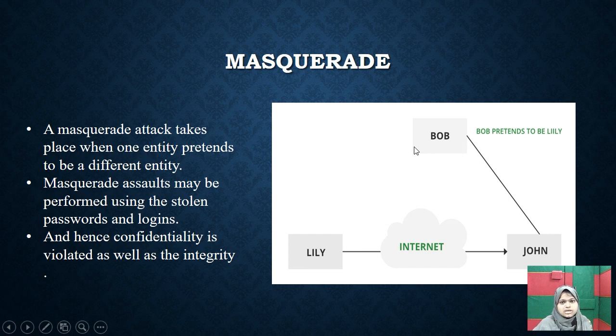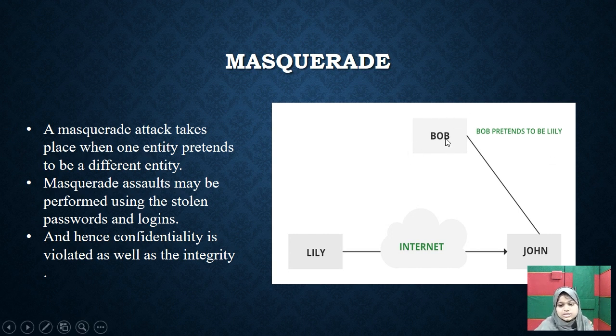And why is Bob able to send messages as Lily to John? Because he has hacked the ID and password. He has stolen Lily's ID and password, okay? And with the help of that, he is able to access the account. But this type of access is unauthorized, because Bob is not the authorized person. Even though he has stolen the ID and password, he is still able to communicate with John. Such an attack is called a masquerade attack, where some entity tries to pretend to be another entity.